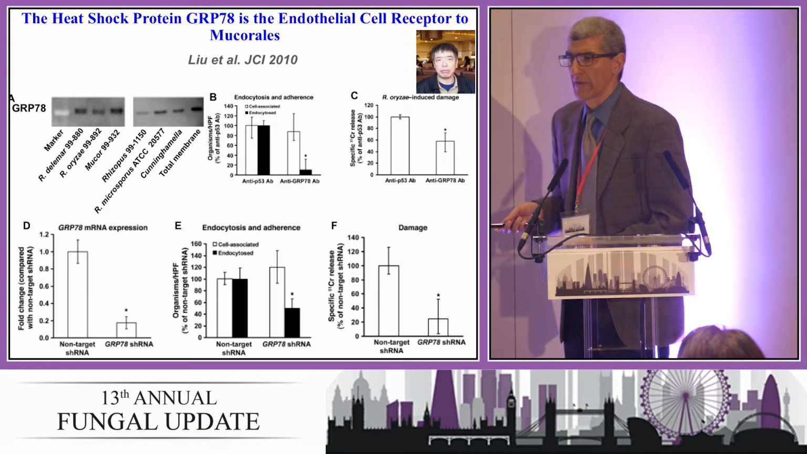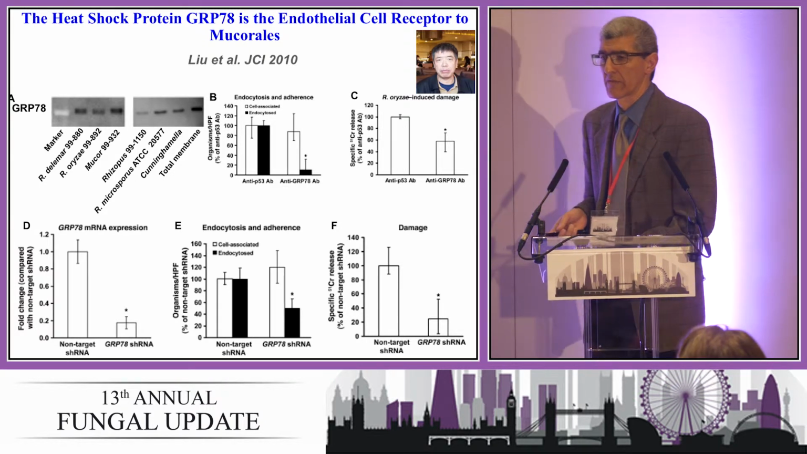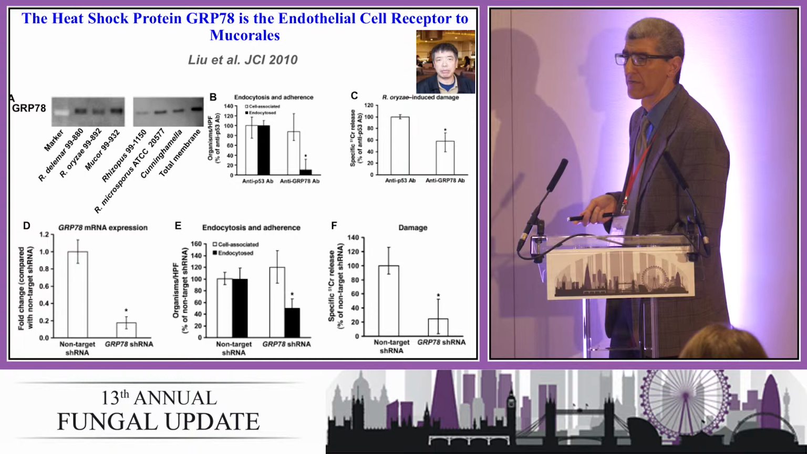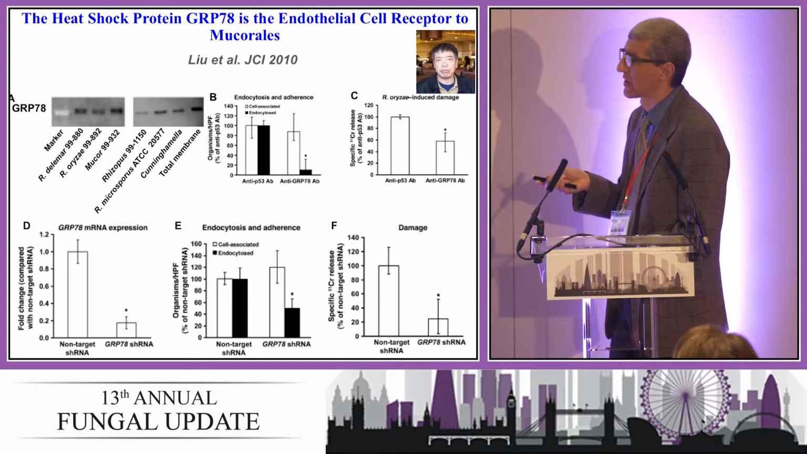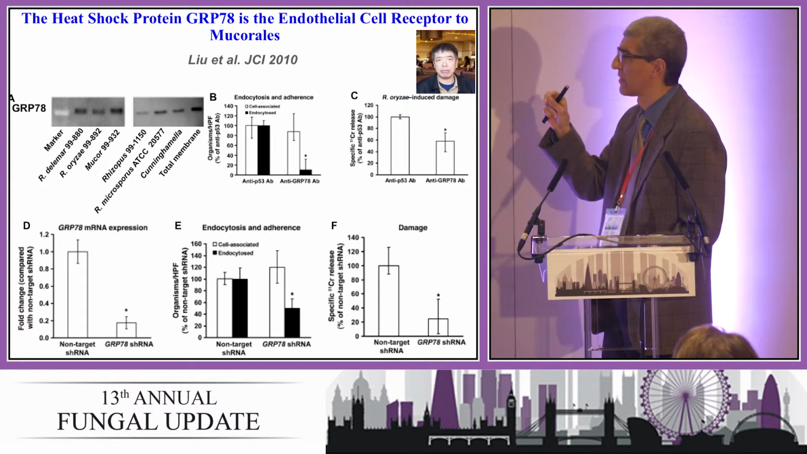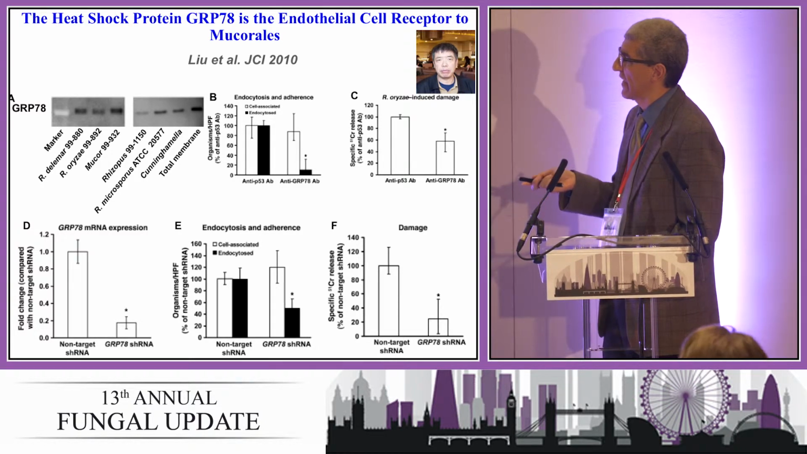Luckily, we have antibodies available against GRP78 from commercial sources. Rick incubated endothelial cells in the presence of Rhizopus and added this antibody, and he showed that you totally abrogate the ability of the organism to invade endothelium in the presence of the antibody, but not in the presence of a totally unrelated antibody. There is no effect on adhesion, so this is really about invasion. It seems like the receptor is specialized for invading organisms. And this assay also measures endothelial cell injury.